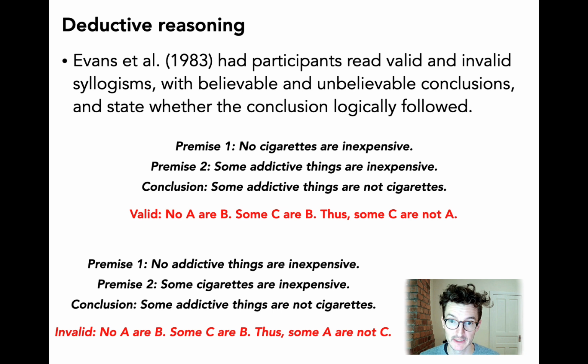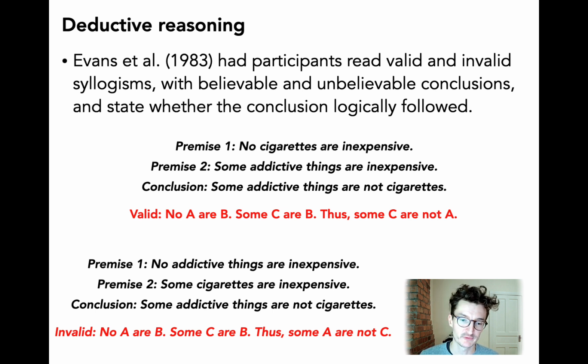So here's an example. No cigarettes are inexpensive. Some addictive things are inexpensive. Some addictive things are not cigarettes. So that's a valid conclusion. It's valid based on the rules of logic, so it follows from the statements that came before it. And these can be quite tricky, so I'll go through them kind of slowly.